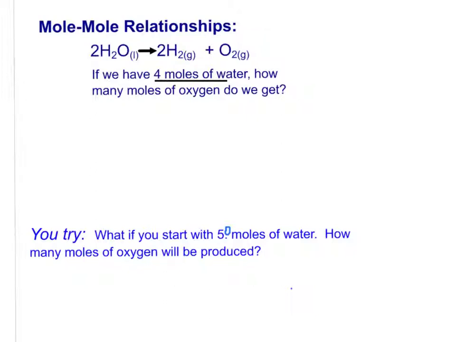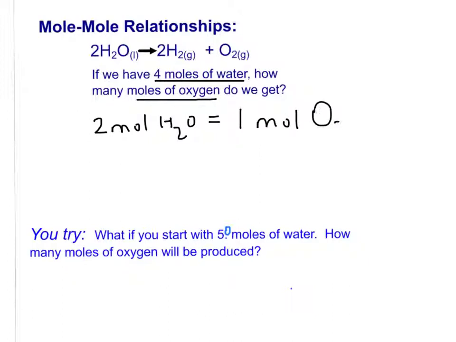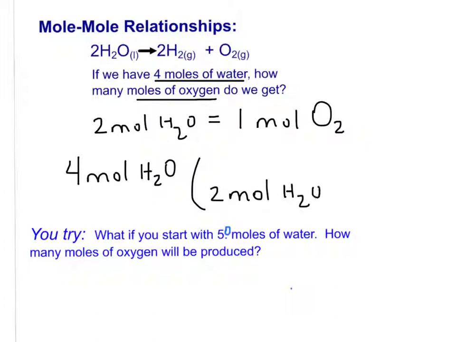We know we have 4 moles of water, and we want to know how many moles of oxygen, right? Well, we know from our equation that 2 moles of water is going to produce 1 mole of oxygen. So when we set up our wonder fraction, our great big fraction, we're going to start with 4 moles of water, and we're going to multiply by this conversion factor. 2 moles of water, and we want this on the bottom so that the moles of water cancel out, equal to our 1 mole of oxygen.